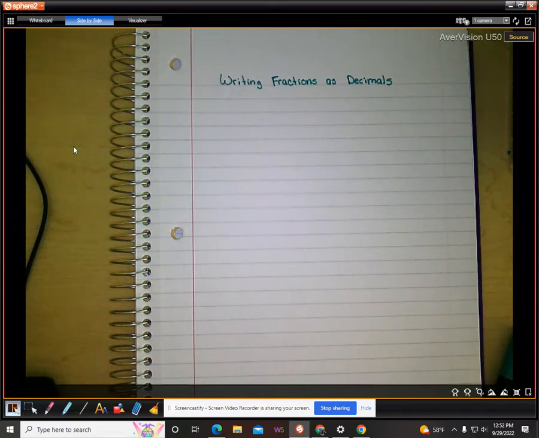So yesterday we looked at writing a decimal as a fraction, whether it was just a decimal smaller than 1 or a mixed number. And you simply just had to be able to read the decimal. If you could read the decimal, you could write it as a fraction. So today, we're doing the opposite of that. Writing a fraction as a decimal, okay?